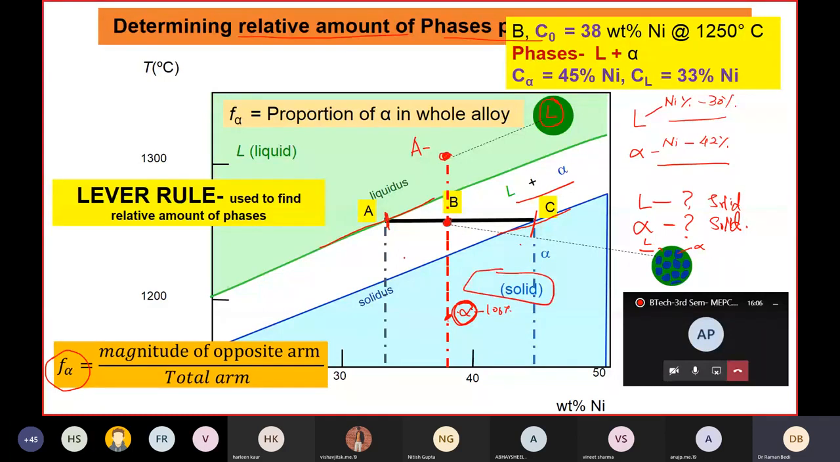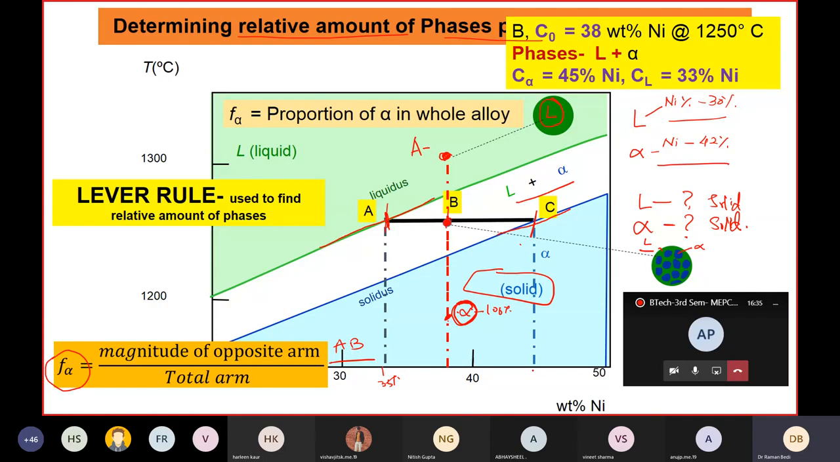So we say the magnitude of the opposite arm, not towards the solid side. Magnitude of the opposite arm means AB. This is AB upon the total arm of the lever. Total arm of the lever is AC. Now, how do you read that? You can read it very simply with the help of the composition scale. So the composition axis is here. You can see here that A is visible to us as around, let us say, 34 or 35. And similarly, C can be read as around 45.